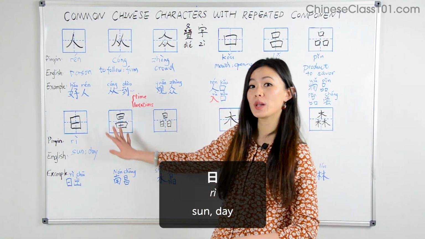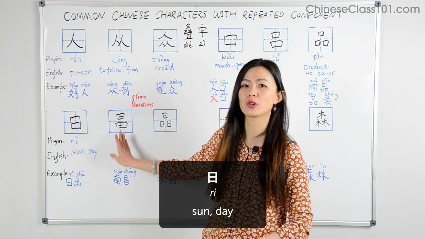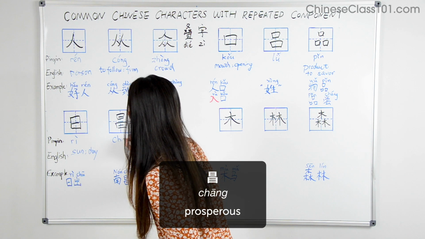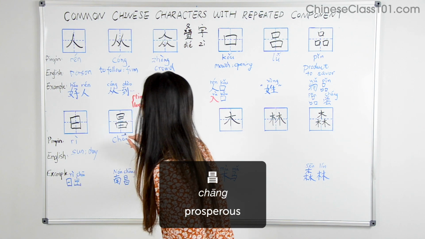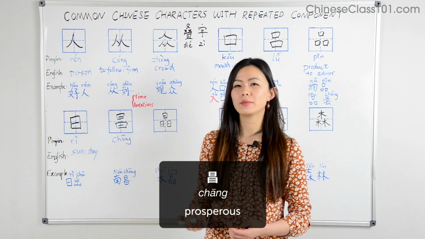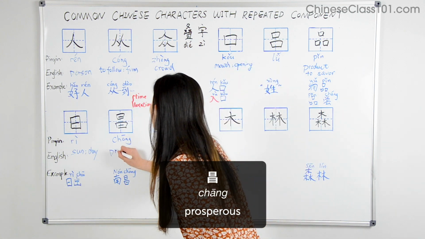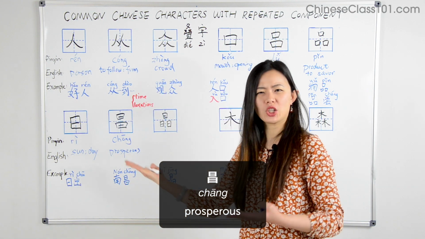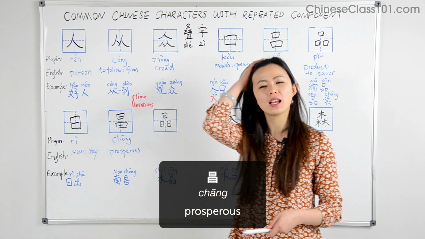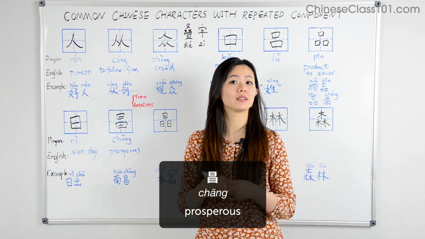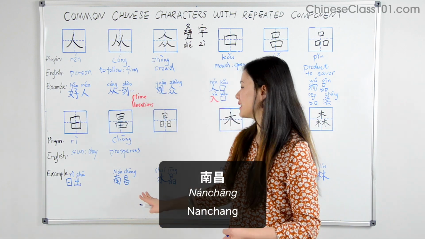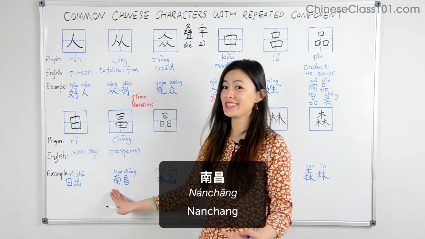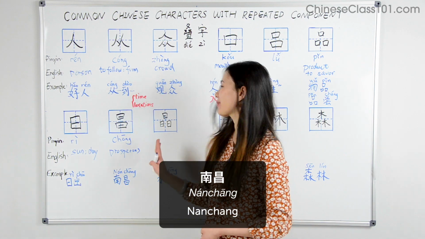Well, just as we stack up 2 口, the same structure, with 2 日 is 昌. Chang. Chang means prosperous. Because it's a good meaning, it's often used in names, such as names for a person, a store, or a city. As in this city, Nanchang is in the south part of China. Nan, south. Nanchang. All right.